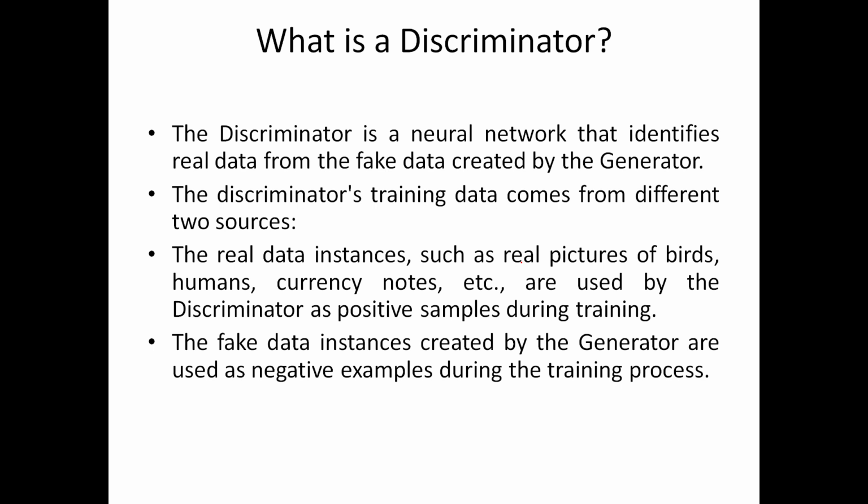And here the discriminator training data comes from two sources. One is the real data instances, such as real pictures of birds, humans, currency notes. In our example we used the currency note. These pictures are considered real data instances. The fake data instances are created by the generator, and they are used as negative examples during the training process. So during training we have the positive example as well as the negative example.